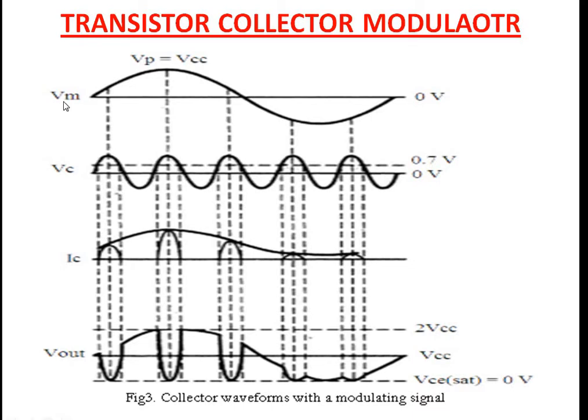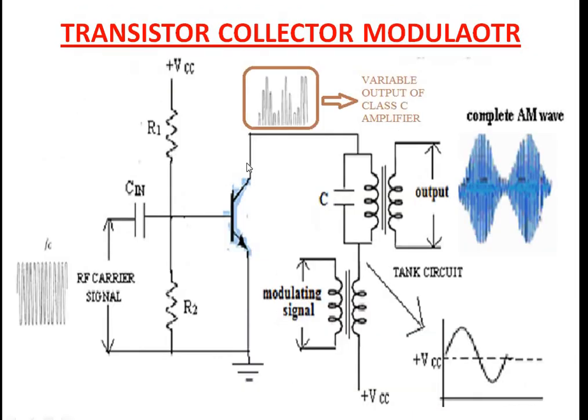As the modulating signal varies, the collector base junction reverse bias also varies. As this amplitude increases, the collector base reverse bias also increases. As this decreases, the collector base junction reverse bias also decreases. This is because the N junction is connected to positive. So as the N junction positive voltage increases, the reverse bias voltage also increases.